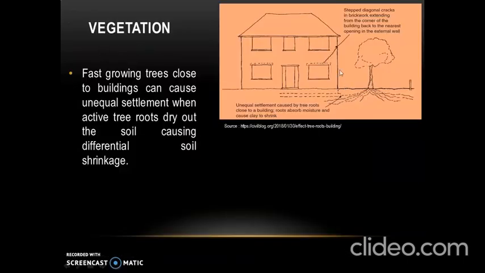Next is vegetation. Here in this figure we can see a structure and near to it there is a tree. The roots of the tree will try to absorb moisture or water present in the soil. Due to this, clay would shrink, and there will be settlement of the soil mass under a part of the structure and there will be differential settlement. So it is important to check what the distance should be between the structure and the vegetation.